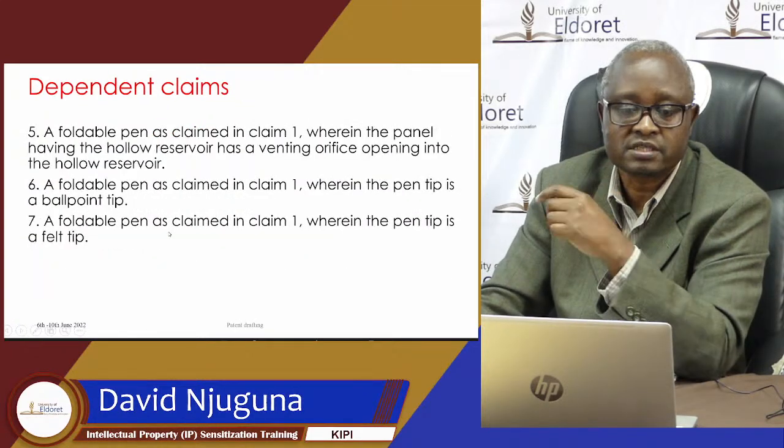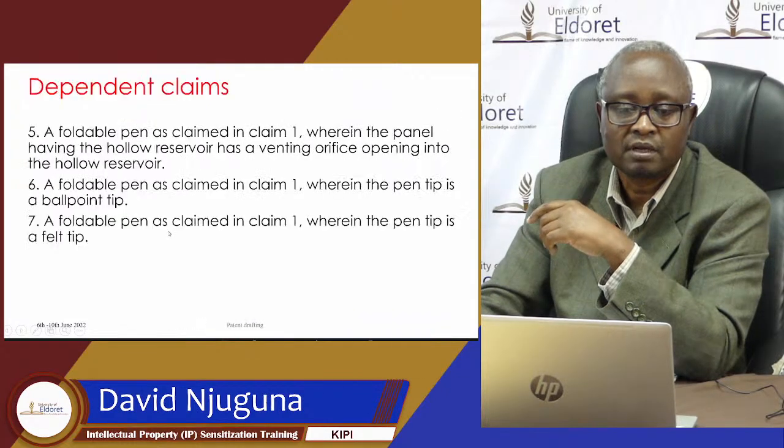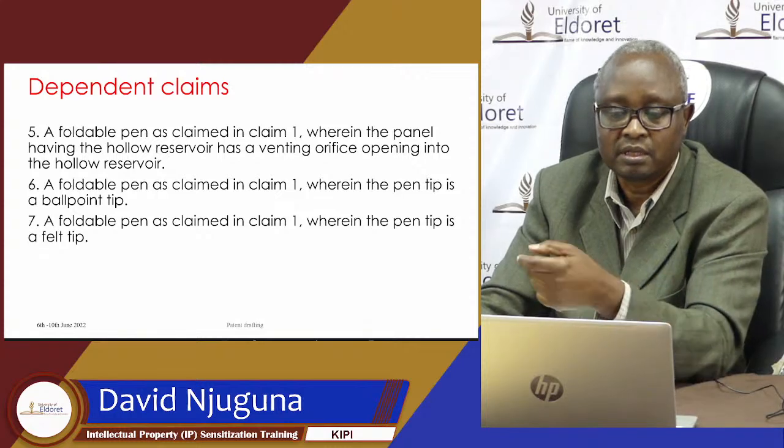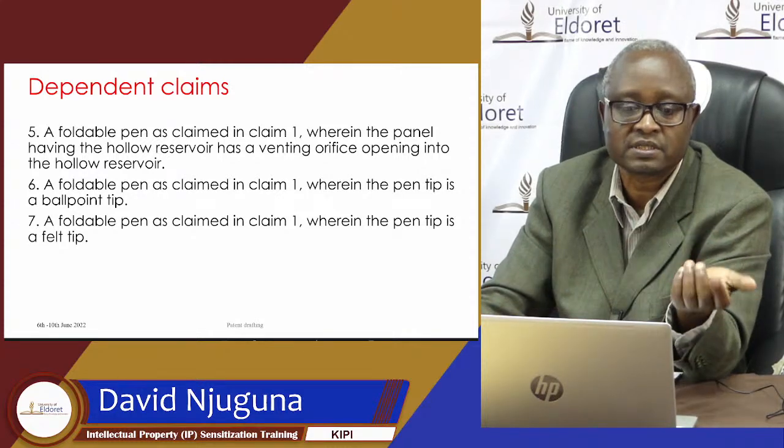Yeah, and some independent claims or dependent claims. A foldable pen as claimed in claim 1, wherein the pen tip is a felt tip.